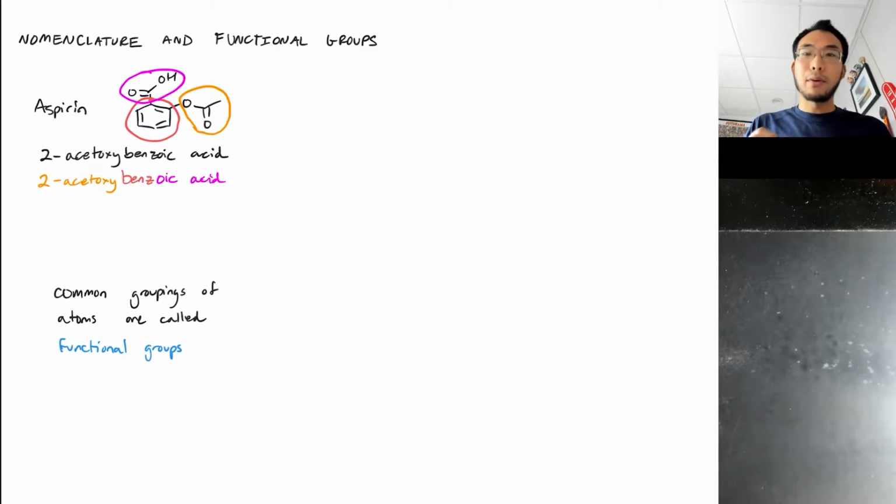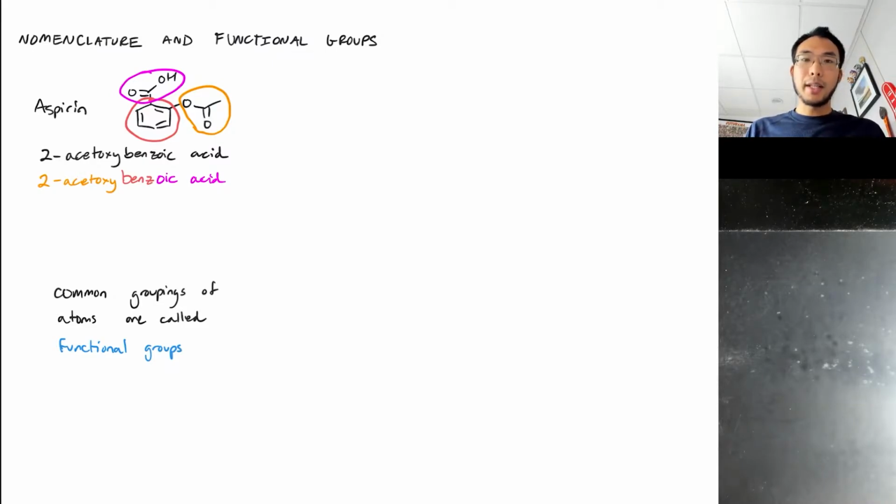One more concept that will help us as we keep going here is that these common groupings of atoms that show up in a lot of different molecules, these are called functional groups. And so these are important because even in different molecules, these functional groups will kind of behave in a certain way that we can predict and kind of give certain properties to the molecule that we can predict.